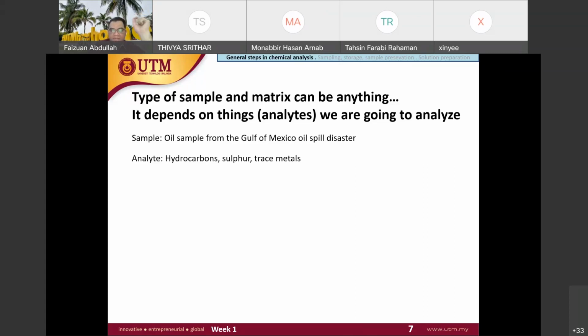So the analytes, of course, when we talk about oil, we have a lot of petroleum engineers here, so the analytes will be the hydrocarbons, sulfur, and trace metals. These are components inside the crude oil, right?